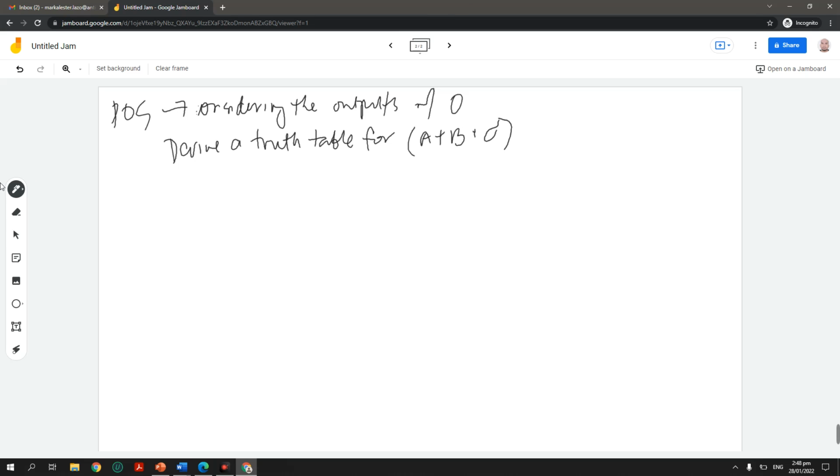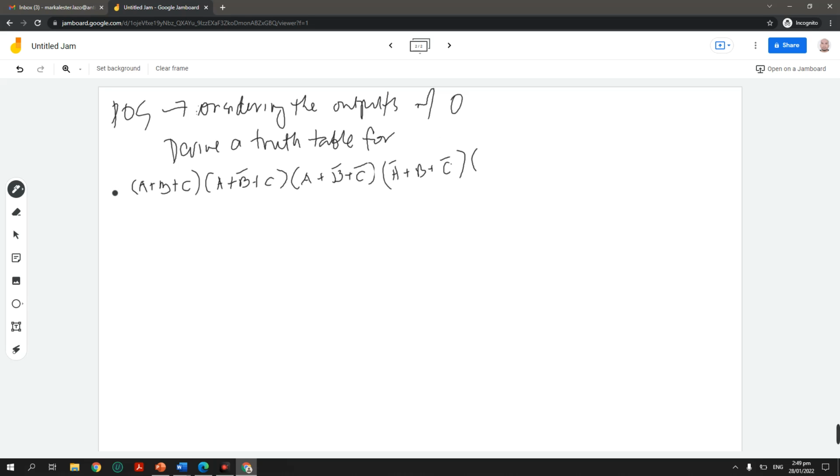Let me rewrite it below. A plus B plus C times A plus B complement plus C times A plus B complement plus C complement times, sorry, A complement plus B plus C complement times A complement plus B complement plus C.